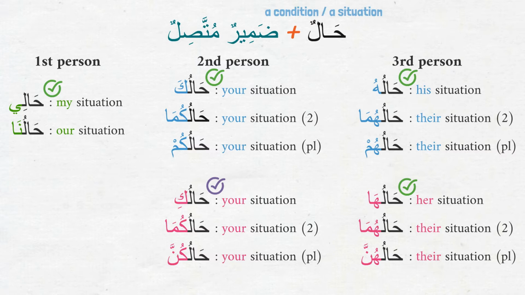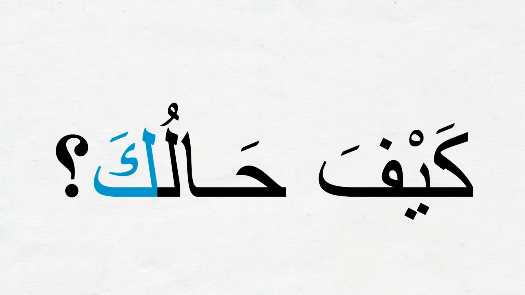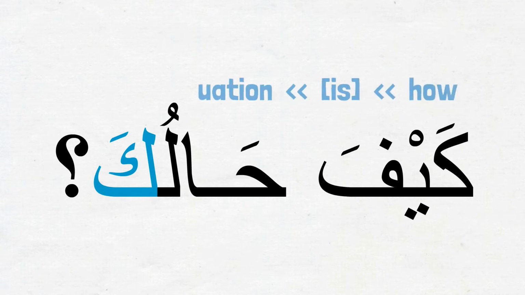So anti was منفصل ضمير, and suffix ki is the متصل or attached counterpart of anti. If you want to ask how are you in Arabic, we can ask كيف حالك, which is literally translated as how's your situation. كيف حالك.